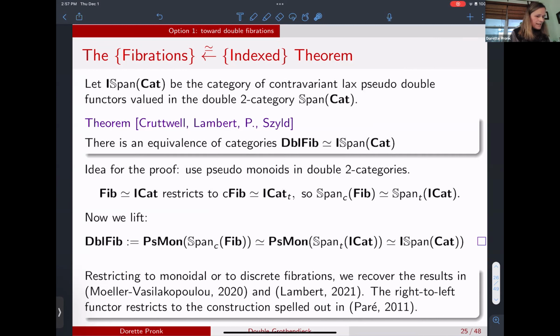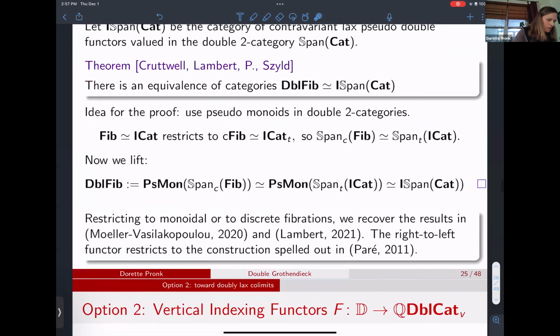One thing I want to say is that going from right to left, the Grothendieck construction is an extension of what Paré did in 2011 and is also an extension of the second half of what I'm now going to talk about.